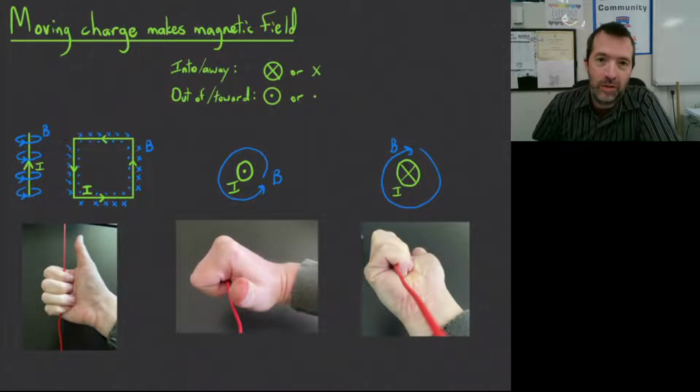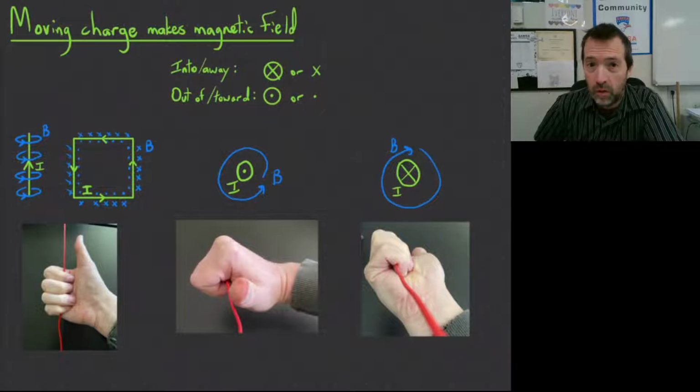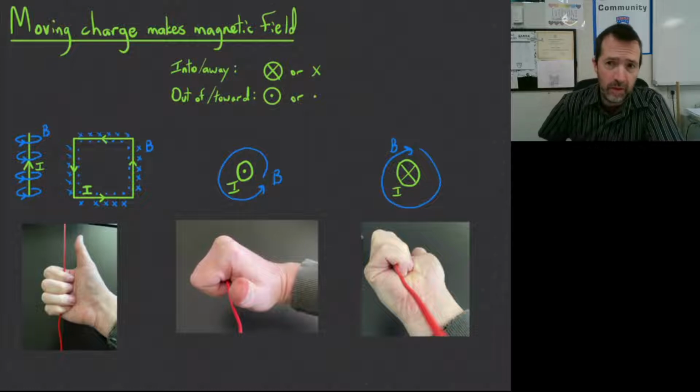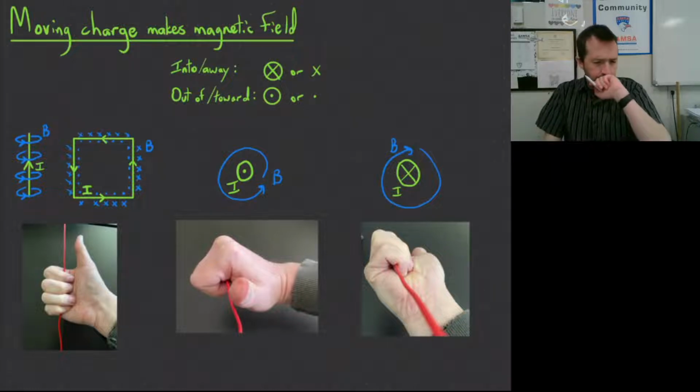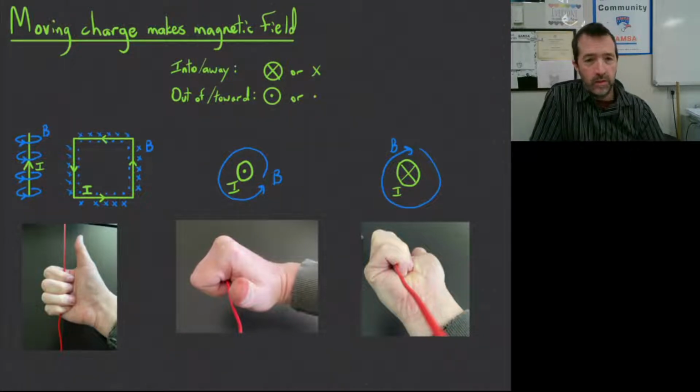Hello, today we're going to talk about how electrical currents produce magnetic fields. We saw in a previous lesson that magnetic fields can exert forces on moving charged particles, and conversely, moving charged particles actually produce magnetic fields. On this slide I have a summary of the qualitative side of this.